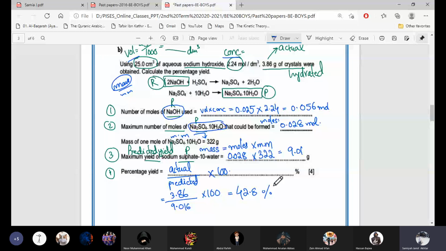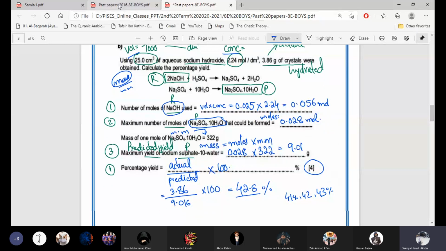42.8%. Correct. If your answer is coming 41% or 42%, or some students round it off to 43, then for anything between 41 and 43, your answer is considered correct. There are 4 parts, of 4 marks, each part carries one mark. So be careful about the first part, because if your first part is correct, then the possibility is that all of your answers will be correct.